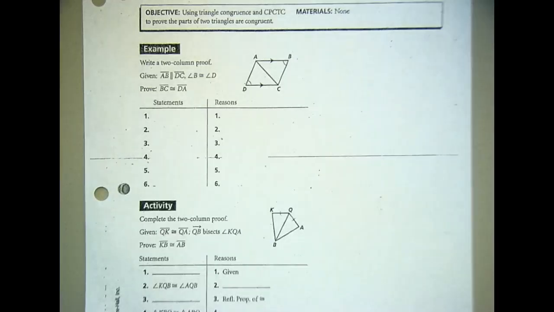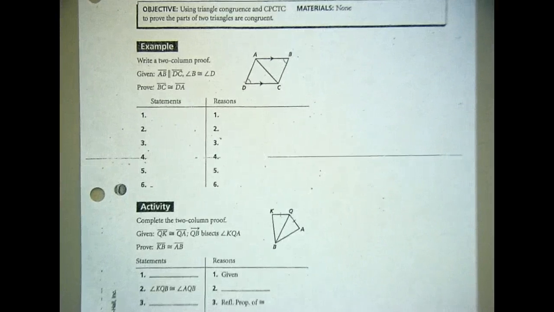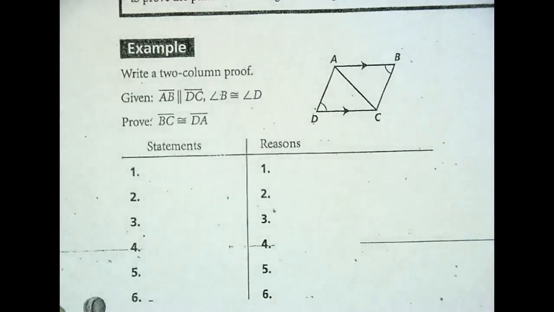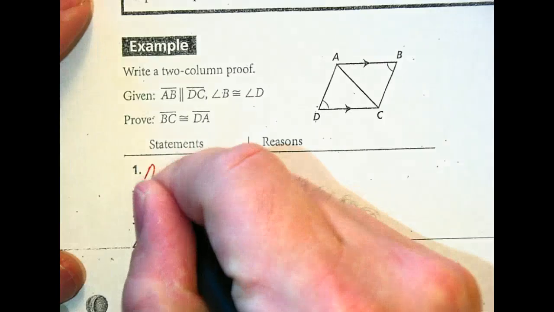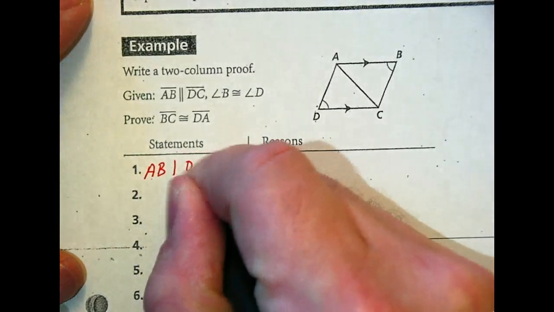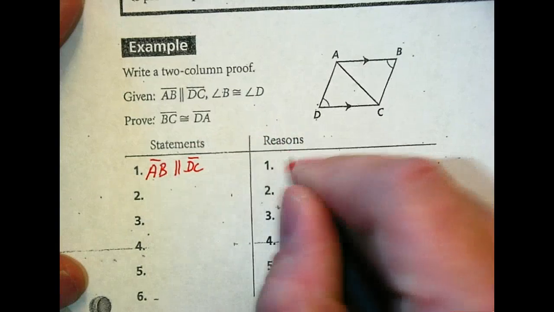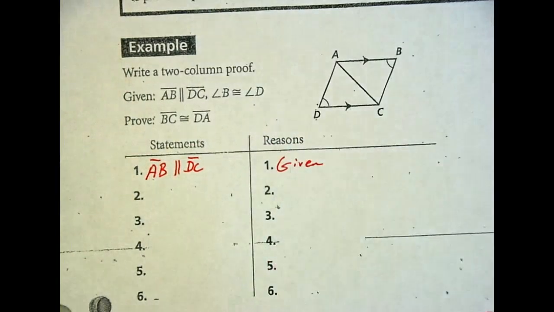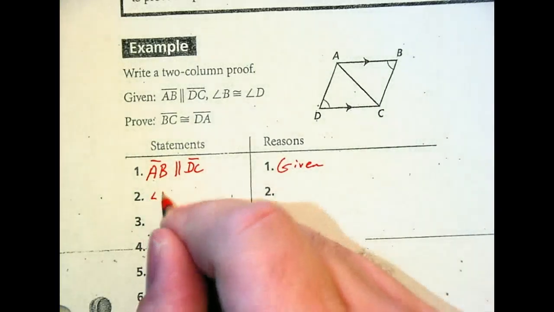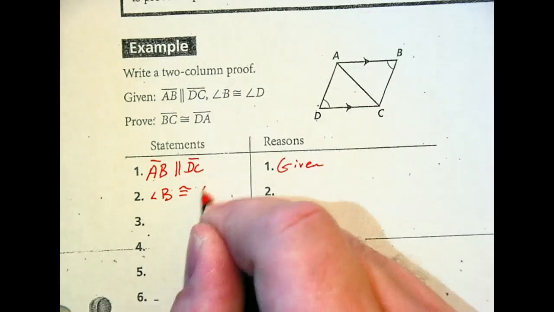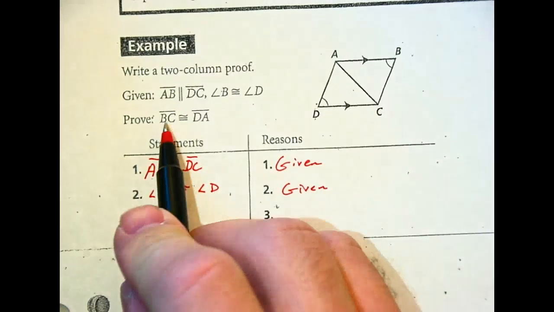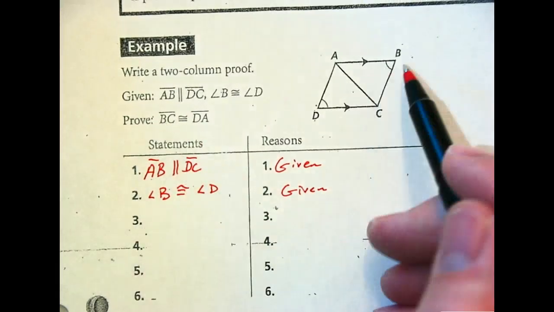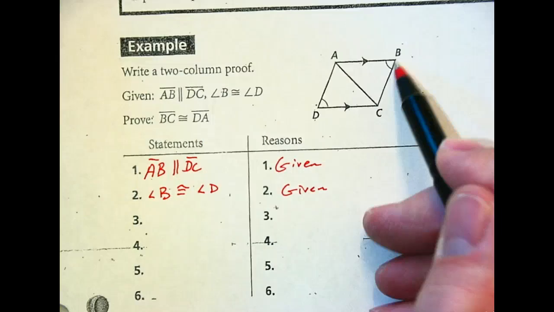Okay, let's see how we did. Statement 1, what do we have? AB DC. That's given. AB parallel to DC, and that's given. Statement 2, Grace. Angle B is congruent to angle B because of given. Okay, given. So I didn't go through and say, we're trying to prove BC congruent to DA. So this side right here, congruent to that side there.